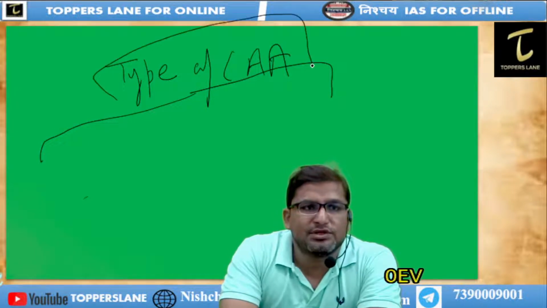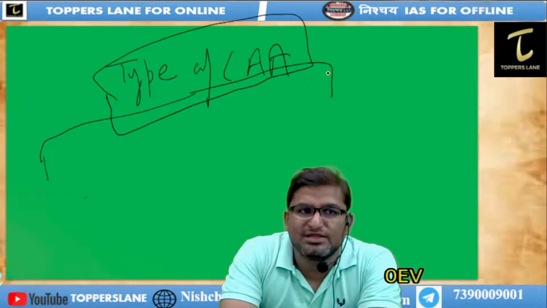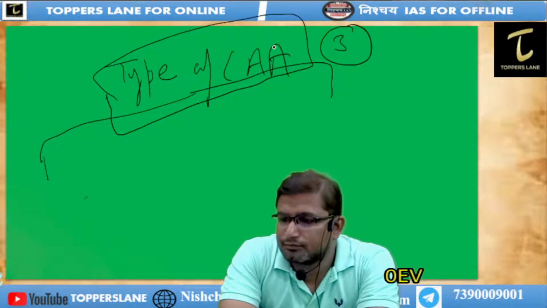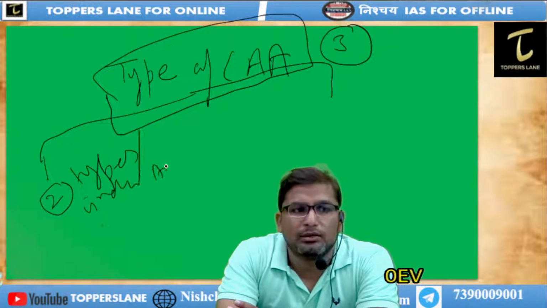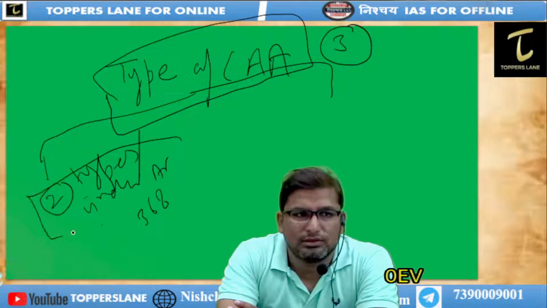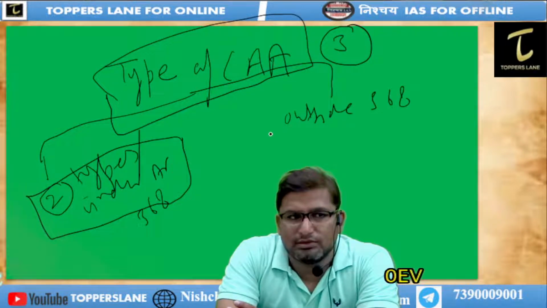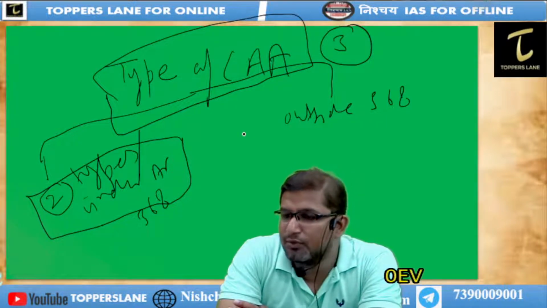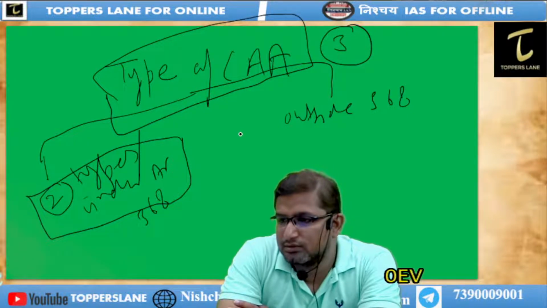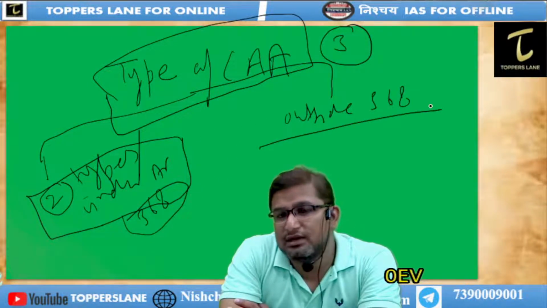Now come to the types of constitutional amendment. Basically there are three types. Two types are given under Article 368. Draw this diagram. And one is outside 368. So if a question comes, how many types of amendment are given in Article 368, what would be your answer? Two or three? Two. Under Article 368 there are two. This one is outside Article 368.